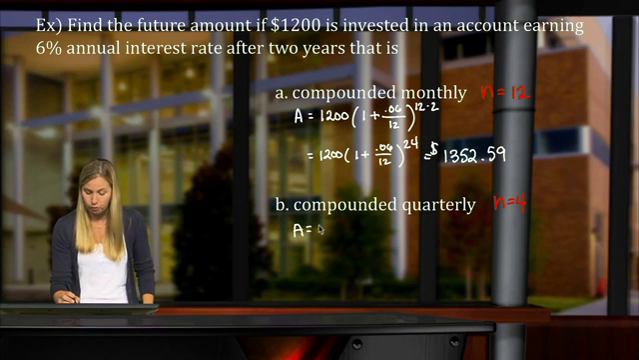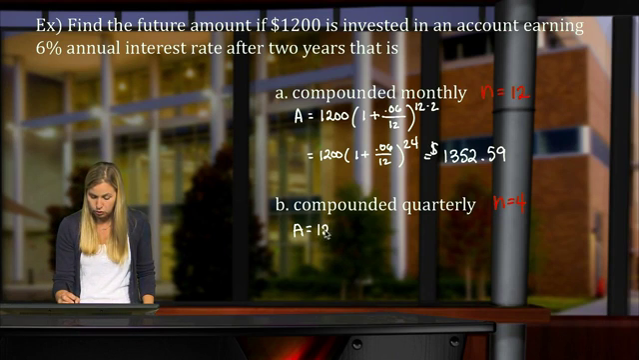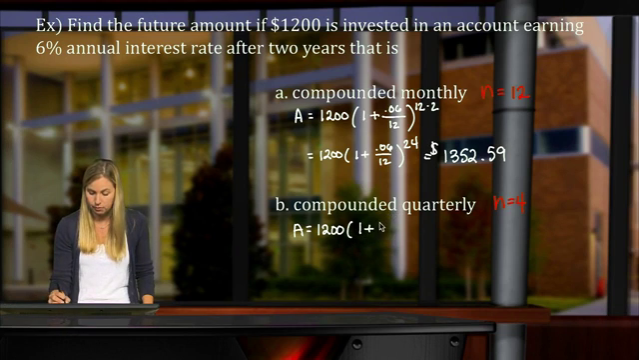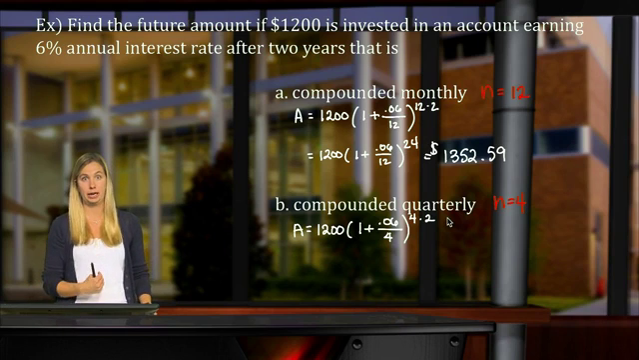Plugging our values into our formula, A is equal to 1,200 times 1 plus, our interest rate remains the same, so 0.06, but now we're dividing that by 4, raised to a power of 4 times 2. Again, the time is remaining constant.